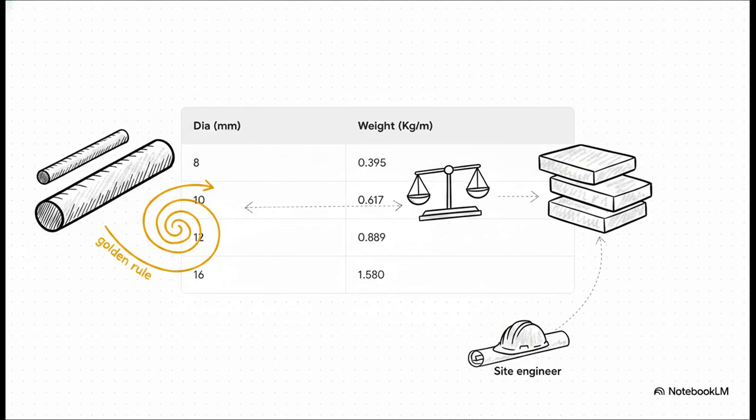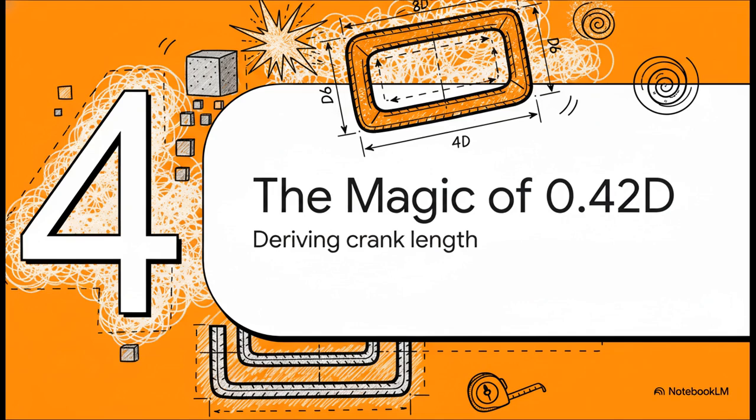An 8mm bar comes in at roughly 0.395 kilograms per meter. Step up to a 16mm bar, and it's much heavier, right around 1.58 kilos per meter. Using this golden rule lets site engineers instantly convert those lengths they mapped out in Step 3 into incredibly precise procurement weights. Which brings us to part 4, the magic of 0.42D and deriving the crank length.